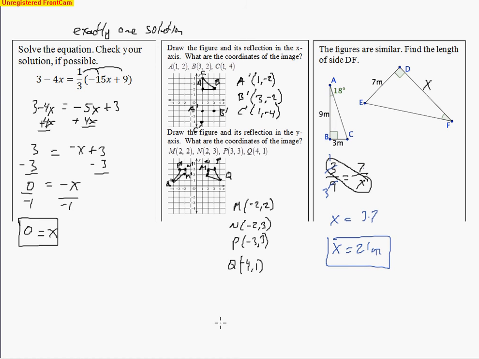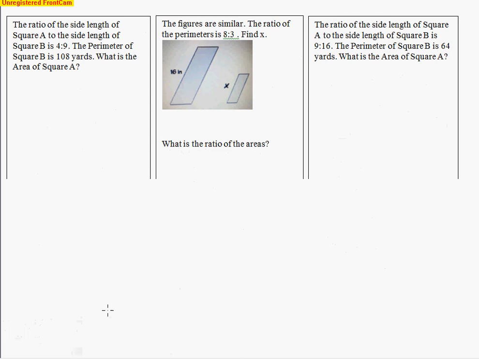Well, taking a look at the last 3 problems, the first one says the ratio of the side of square A to the length of side square B. So A to B means that when I set up the fraction, I'm going to do it this way, A to B. Now it says it's 4:9, the side lengths. That's the ratio. So they don't necessarily mean the sides were 4 and 9. It just means that they reduced down to this. They could have been 4 and 9 though.